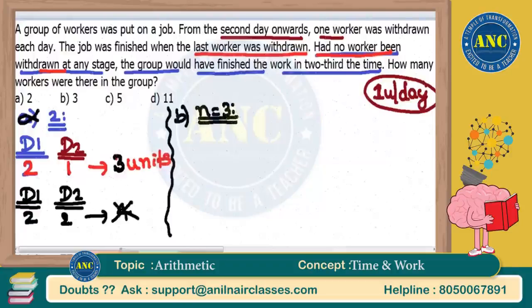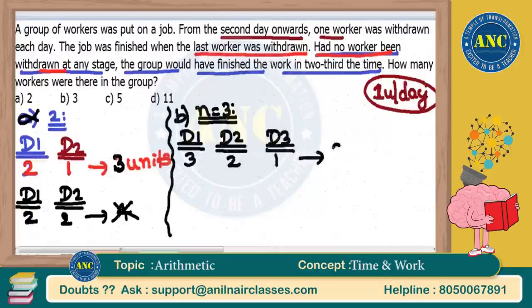Second option, right? 3 workers. Day 1, there were 3 people. Day 2, there were 2 people, as 1 person left. Day 3, it was only 1 person. Totally 6 chocolates is the total work that needs to be completed.